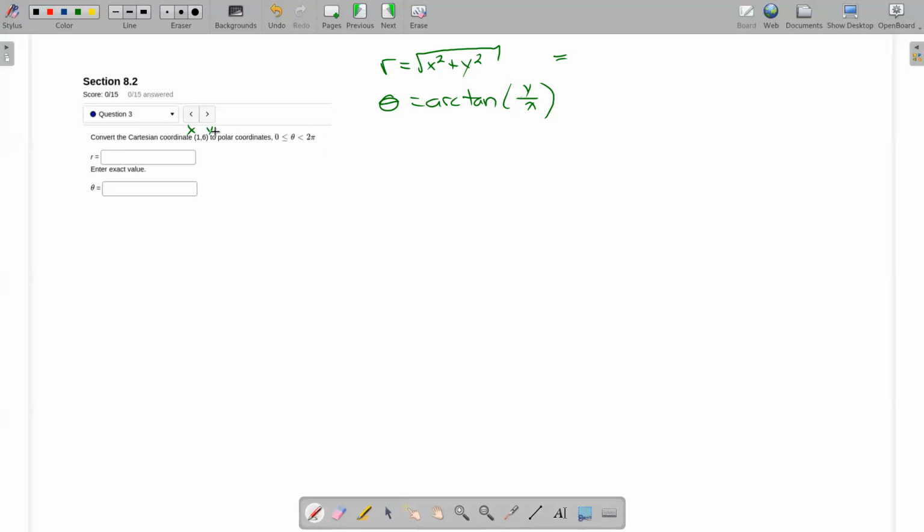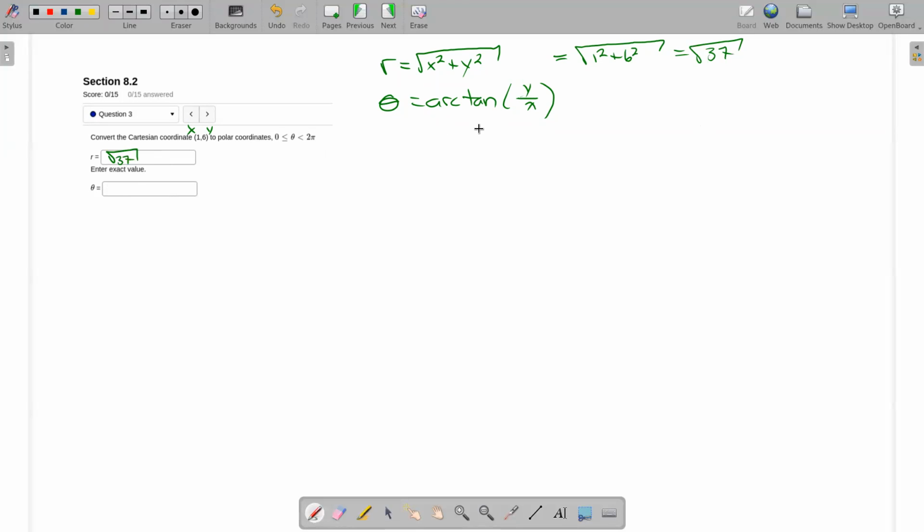So what do we get? Well, we just plug in our numbers. So r is going to be the square root of 1 squared plus 6 squared, which is 1 plus 36, or the square root of 37. So that's the exact value. It does want an exact value for r, square root of 37.